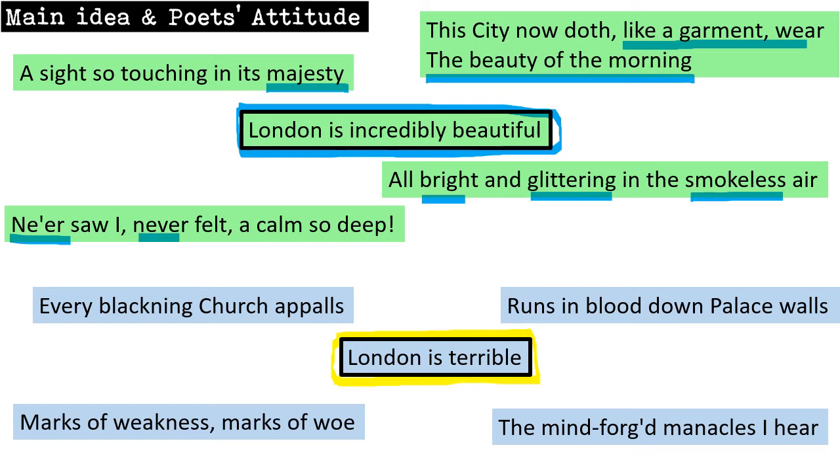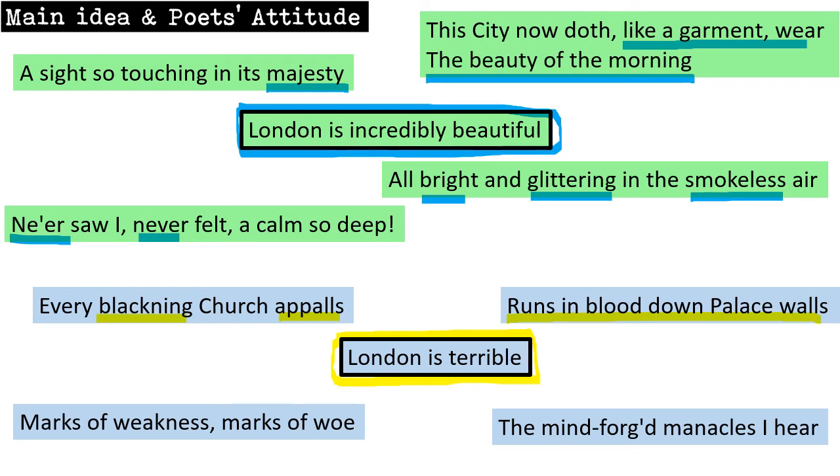So you could talk about the description here of the blackening, so things are getting rotten and going wrong. The appalls are the very emotional, disgusting feeling that that word creates or represents. This quite horrible image of blood pouring down palace walls.